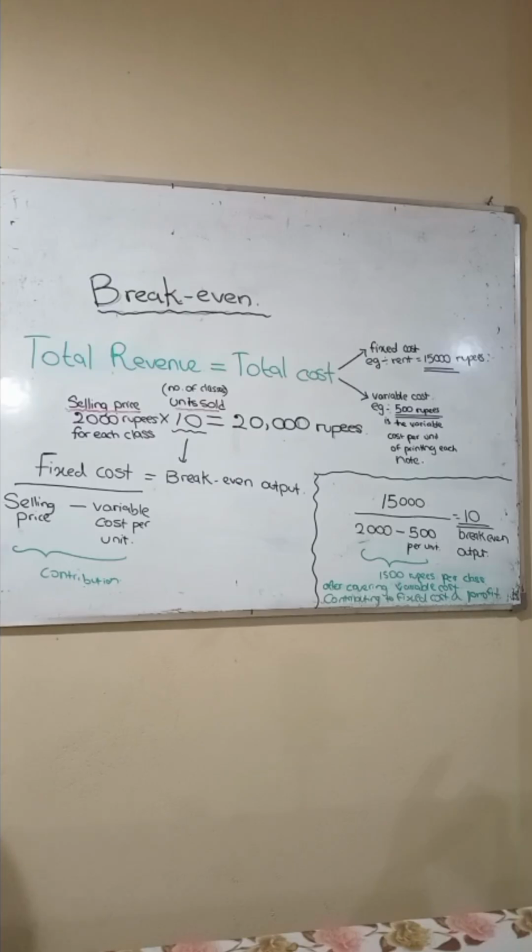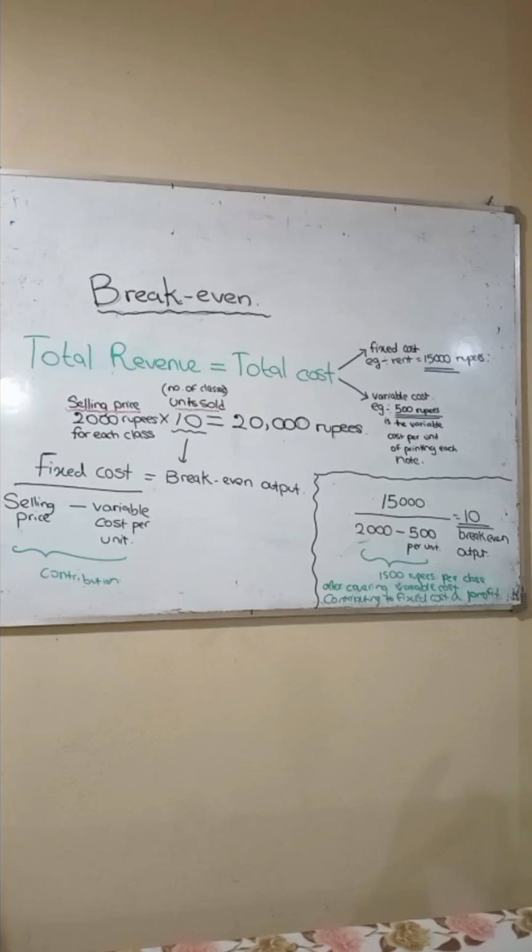Even if I have classes or not, if I have promised to pay this particular fixed cost, I have to pay. In my case, I have to pay 15,000 rupees for this place each and every single month, whether I have classes or not. That is exactly what fixed cost is.